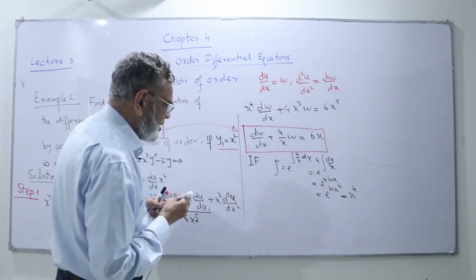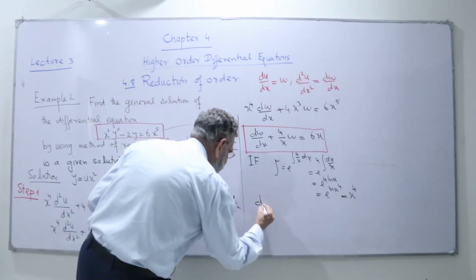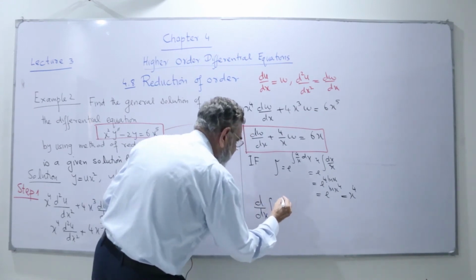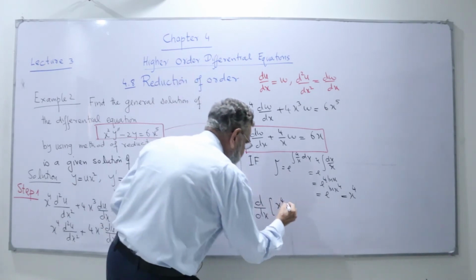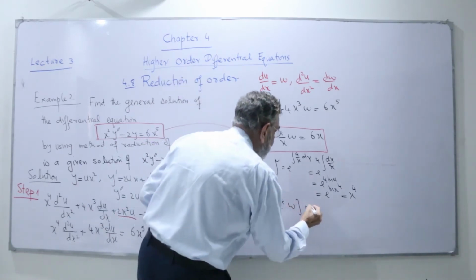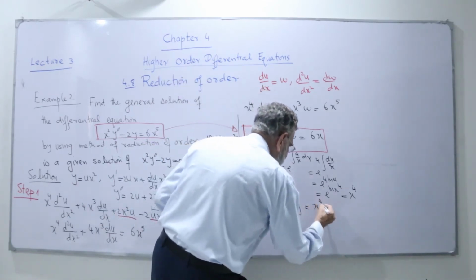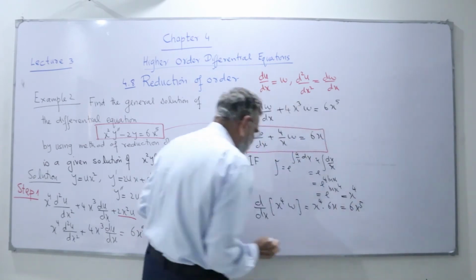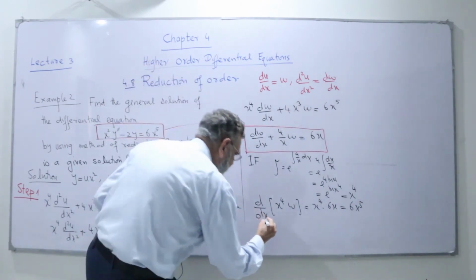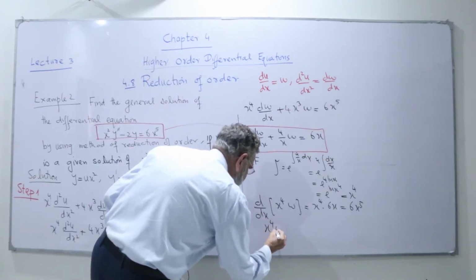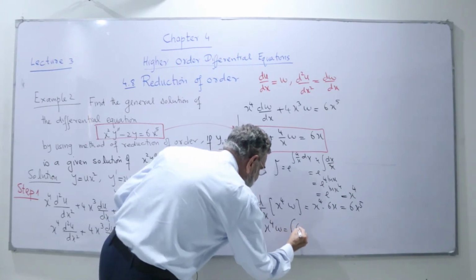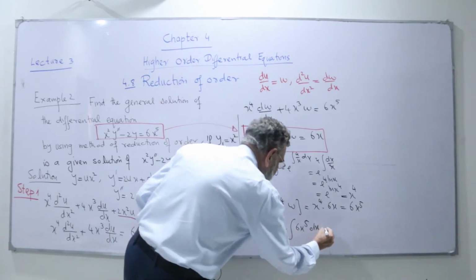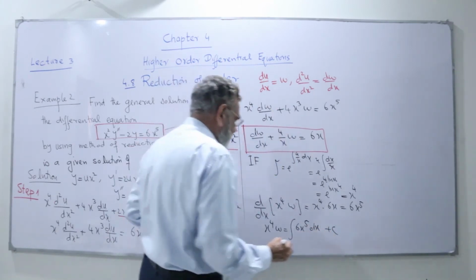So I can write my solution. My solution will be d by dx of x to the power 4, that is my integrating factor, times w, and on the right side x to the power 4 into 6x, which gives 6x to the power 5. Now I can solve this by integrating both sides. I get x to the power 4 w is equal to the integral of 6x to the power 5 dx plus a constant c.